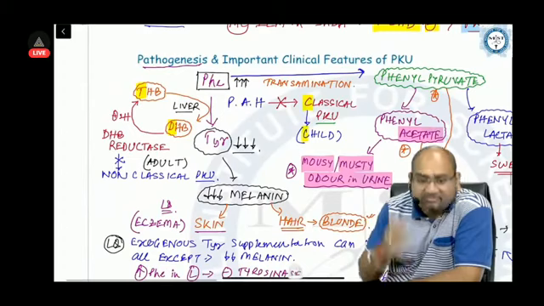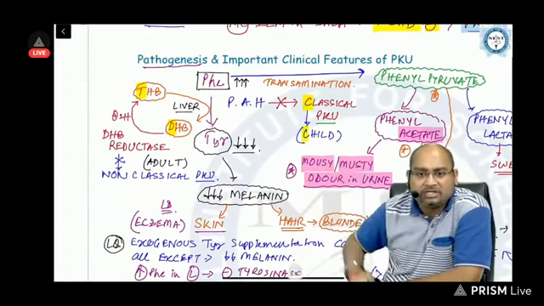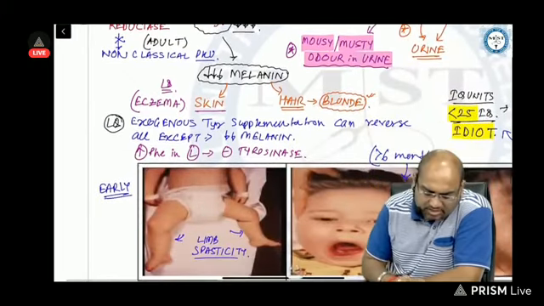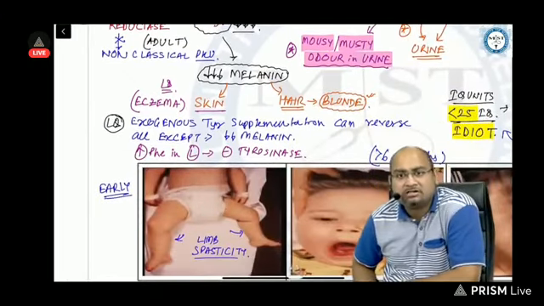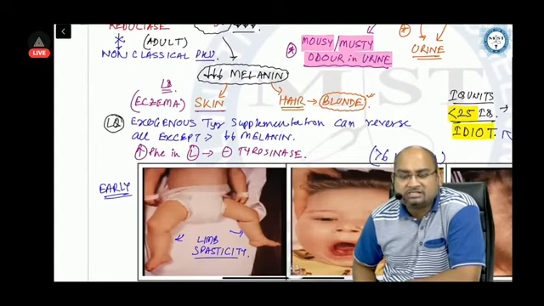2 types of enzyme deficiency can cause this: classical PKU in children, and non-classical PKU mainly in adults. Please remember, they ask you questions mainly on the decreased production of melanin over here. Decreased production of melanin. Skin: eczema chances are higher, and blonde color hair.